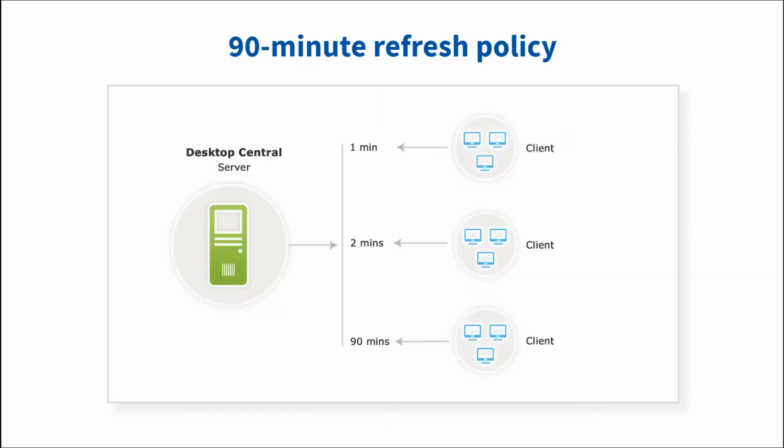All right, so the 90 minutes refresh policy. The Desktop Central architecture is scalable to manage even larger networks, up to 25,000 machines in a single instance. This is possible because of the 90 minutes refresh policy that we use here. So what is this 90 minutes refresh policy? Every Desktop Central agent will contact the server every 90 minutes. This is called the agent refresh cycle.